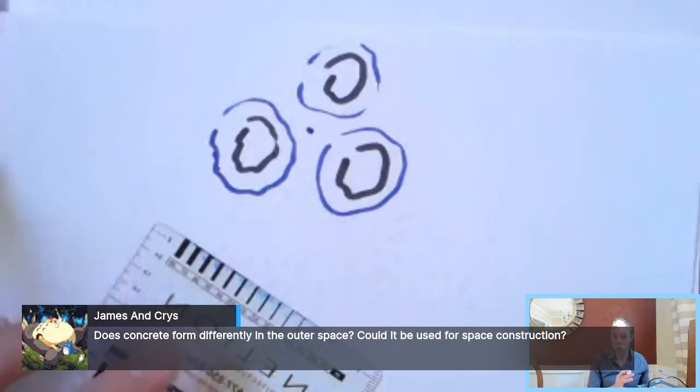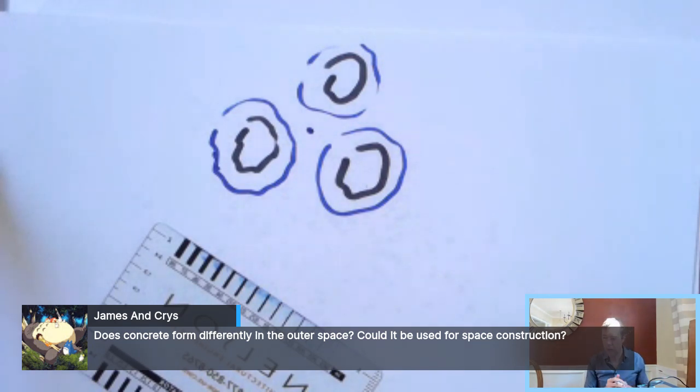And there's a lot more work that needs to be done on this. And you say, like, how would they even know this? Well, they've done experiments where they've sent stuff up again to outer space or to semi-zero, or I can't remember the words they use for it, but reduced gravity situations. So then the question is, could it be used for space construction?